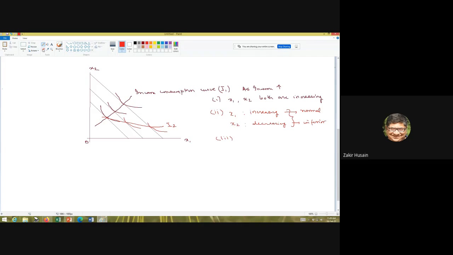Sorry, that was my mistake. Let us call this I3. What is happening over here? What happens to X1? Constant. Not constant. What I've tried is to show that it is decreasing. And sorry, what is happening to X1 and X2? It is increasing. So X1 is, sorry, it is inferior and this is normal.